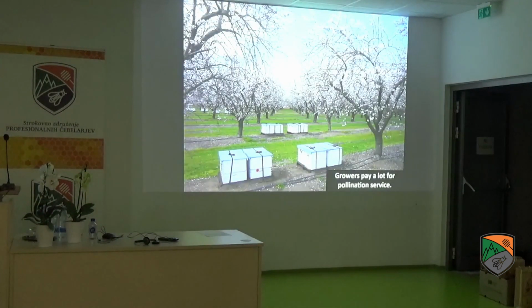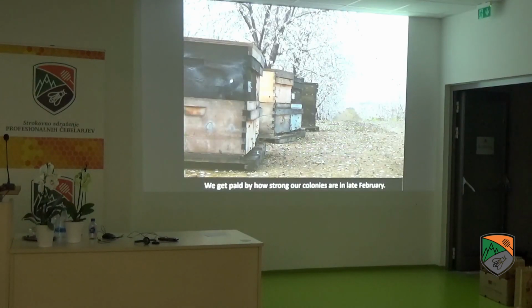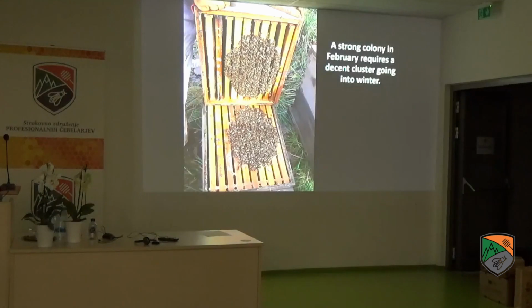And the growers pay us a lot. I started out almond pollination getting paid $10 a colony. We're making $225 a colony now. In the years that I've been doing this, the price has gone from $10 to $225. That changes everything. And the growers grade our colonies for strength. We get paid by how strong they are, so producing strong colonies by February is really important to us.